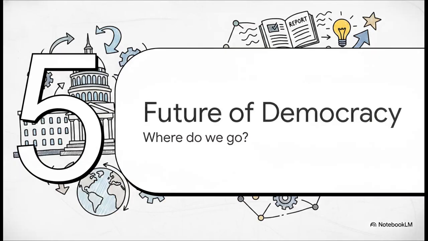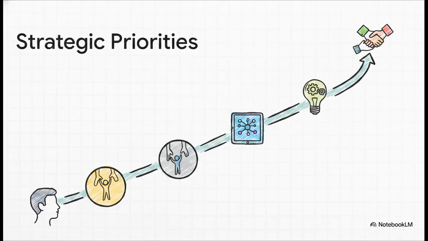Section 5. The future of democracy. Where do we go from here? Let's move to this and see how this builds a path forward. For parliaments to remain resilient and relevant, they absolutely need to adapt to a new reality. The 2022 Global Parliamentary Report doesn't just diagnose the problem, it actually lays out specific strategic priorities required to make our democratic institutions fully fit for the 21st century. Think of this as a comprehensive roadmap for the future.